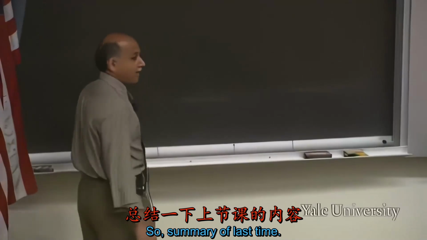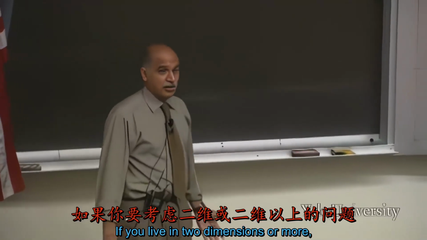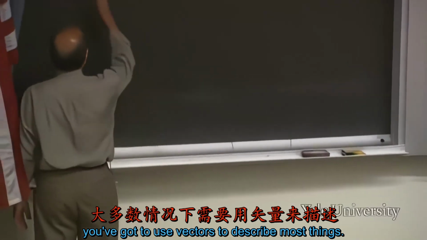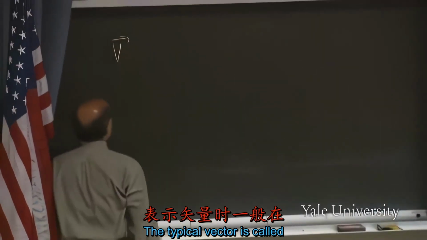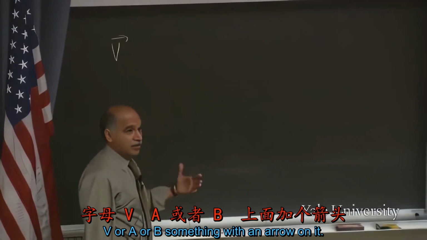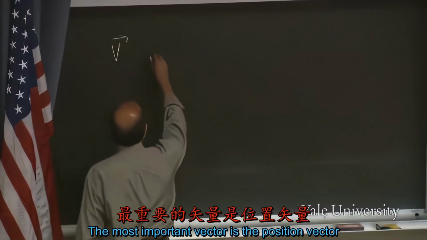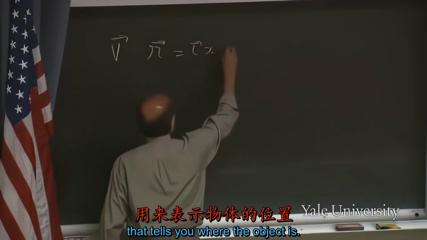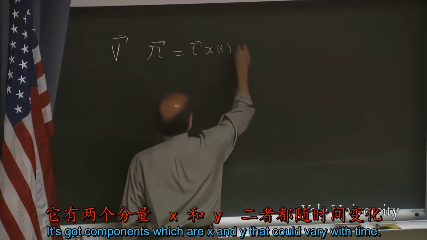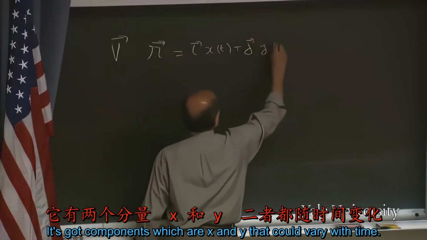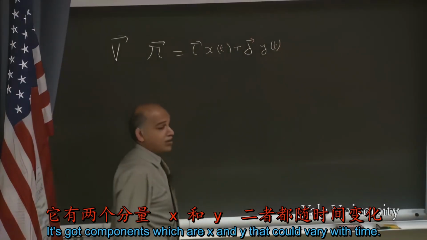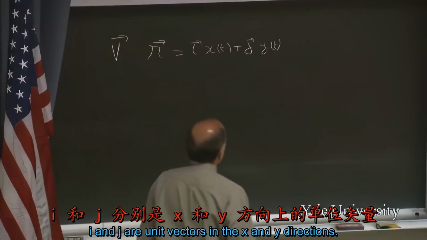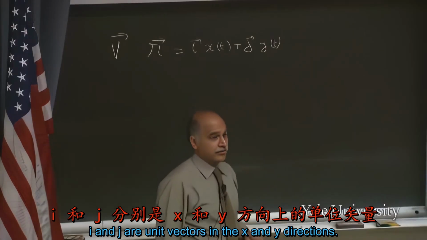All right, so summary of last time. If you live in 2 dimensions or more, you got to use vectors to describe most things. So the typical vector is called V or A or B, something with an arrow on it. Most important vector is the position vector that tells you where the object is. It's got components which are x and y that could vary with time. I and j are unit vectors in the x and y directions.